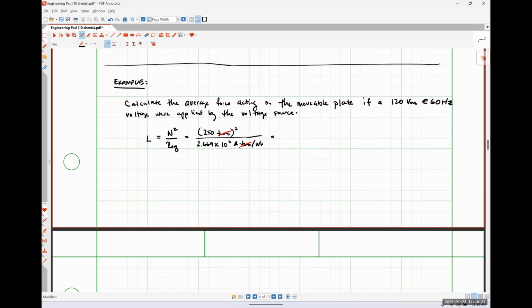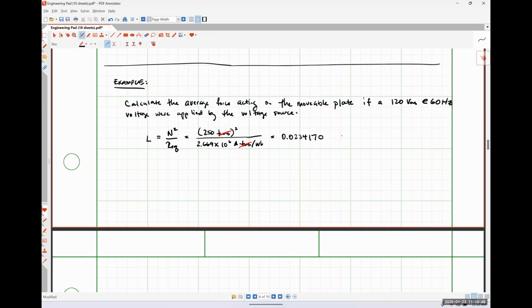So what I'm going to wind up getting here, and let's throw this into our calculator so I can make sure I'm not screwing something up. 250 squared divided by 2.669 times 10 to the 6th, right? It's the only thing that we've got here. I wound up getting 0.0234, and I'll keep on going here for a second, 170.